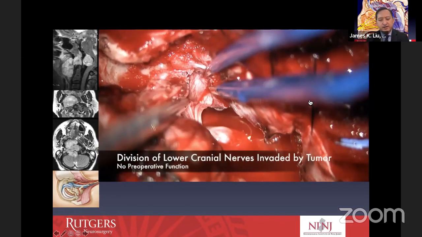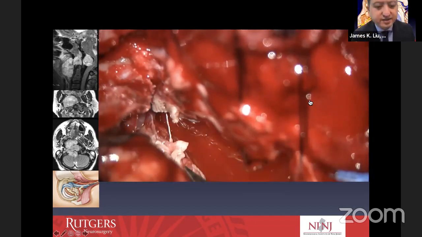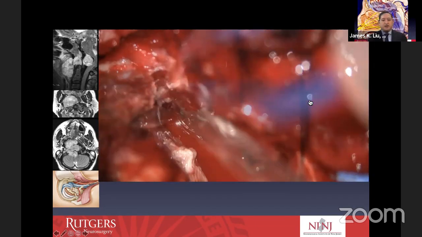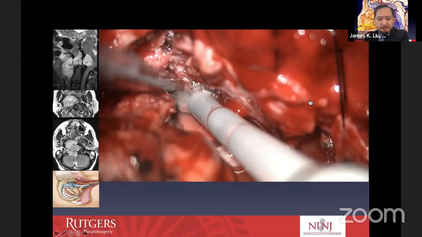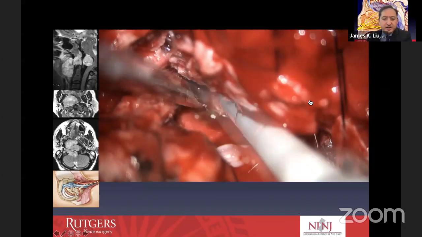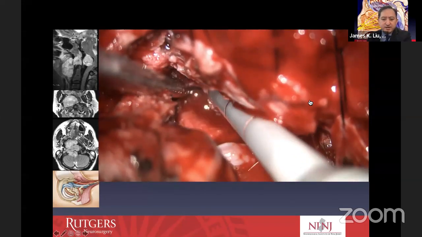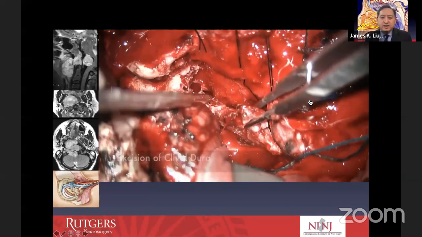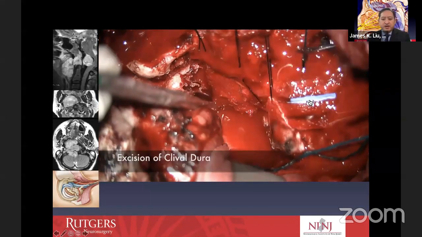These are the lower cranial nerves. Now understand that these nerves are dysfunctional. They're already impaired and not working. So you can divide these to get the tumor out. And then we'll go ahead and debulk the rest of this tumor up to the clival dura, where we then resect the remainder of the clival dura.